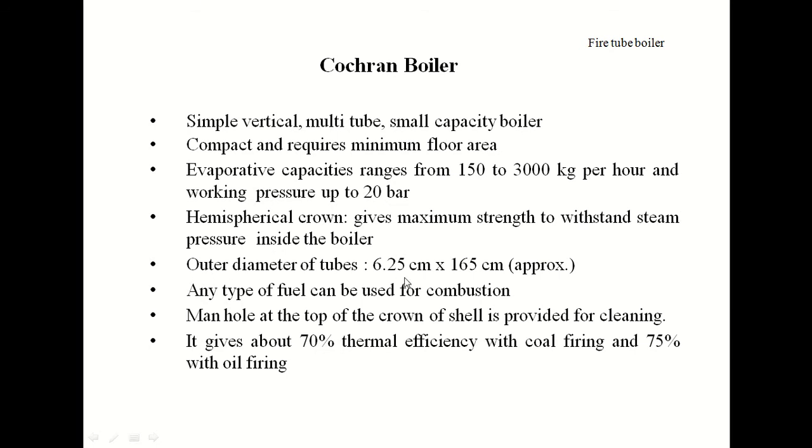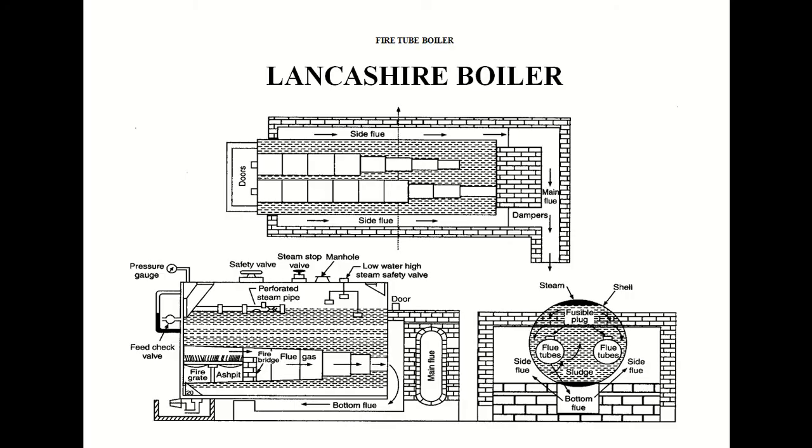The outer diameter of the tubes is 6.25 centimeter, multiplied with 165 approximately. And any type of fuel can be used for combustion. So we can use solid, liquid or gaseous types of fuels. A manhole at the top of the crown of the shell is provided for cleaning, and it gives 70% thermal efficiency with coal firing and 75% with oil firing. So this is about the Cochrane boiler. This is a basic and simple model of the boiler.